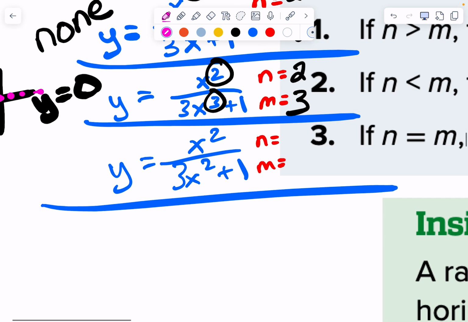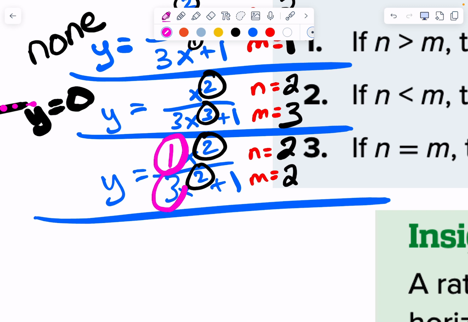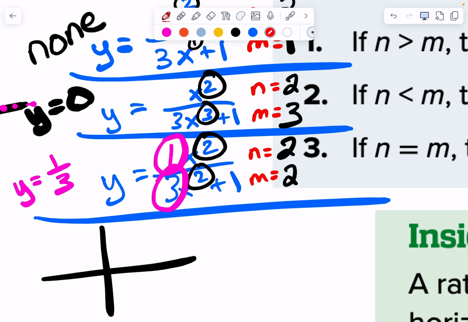Now this guy, what's n for this one, by the way? 2. And what's m? Also 2, okay? So when they are equal to each other, you look at the numbers in front, the leading coefficient. Okay, what's the leading coefficient right here? 1. What's the leading coefficient at the bottom? 3. So the horizontal asymptote is at y equals 1/3. Okay, so he looks like this. And if here's 1, my horizontal asymptote's like right there.